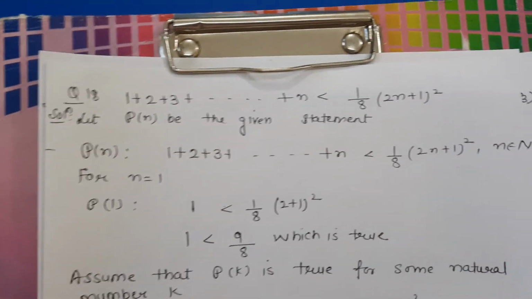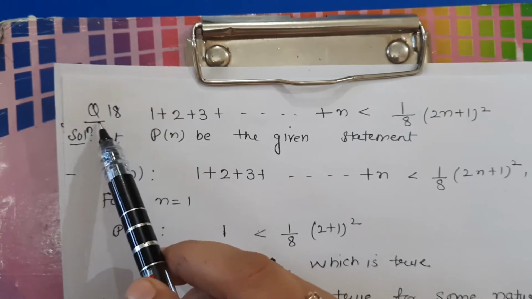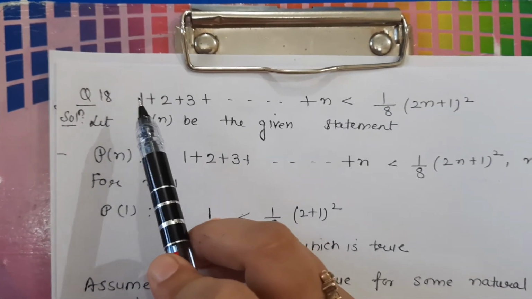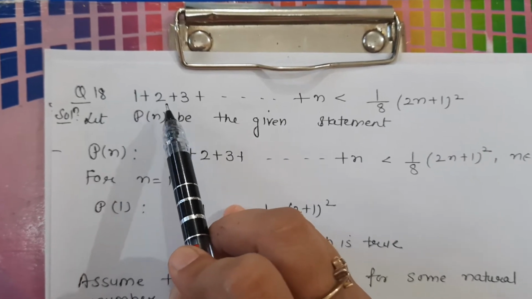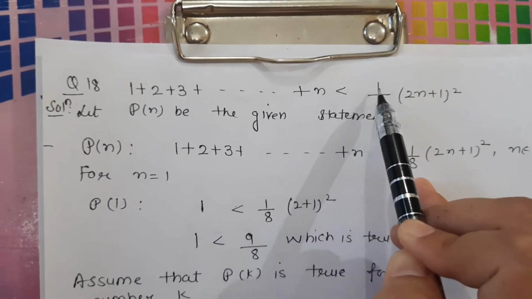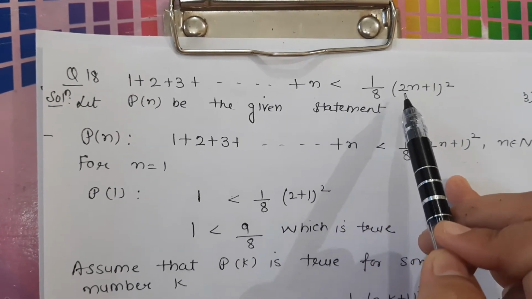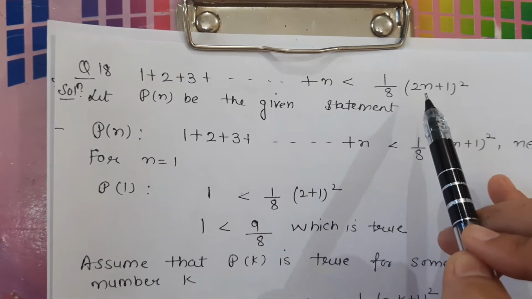Next, I am going to discuss the question of inequality using the principle of induction. First question of this type is question number 18. Using principle of mathematical induction, show that 1 plus 2 plus 3 up to so on n is less than 1 by 8 into 2n plus 1 whole square. This is a problem of inequality, right?